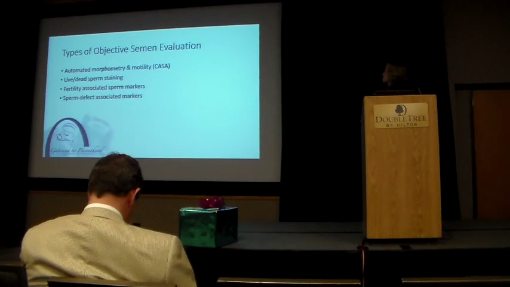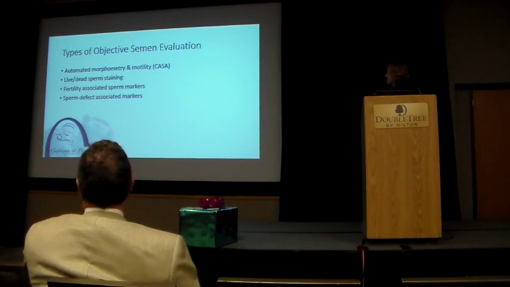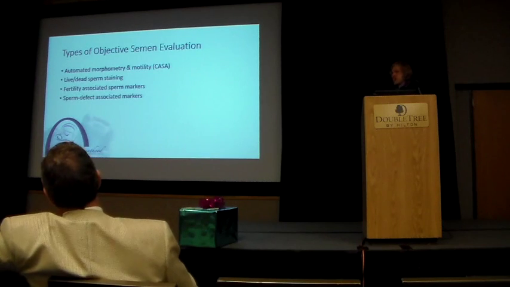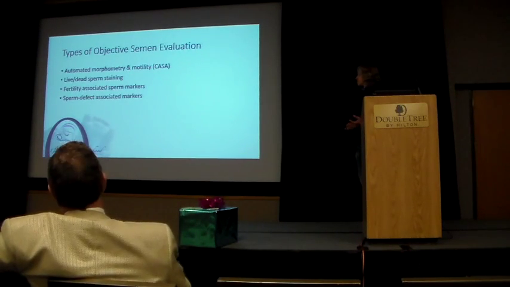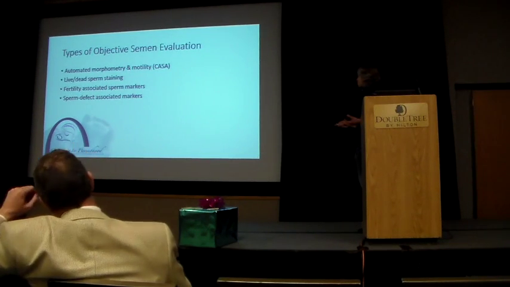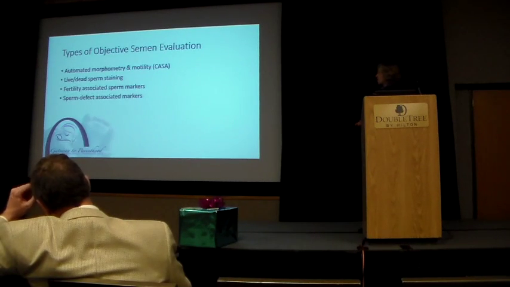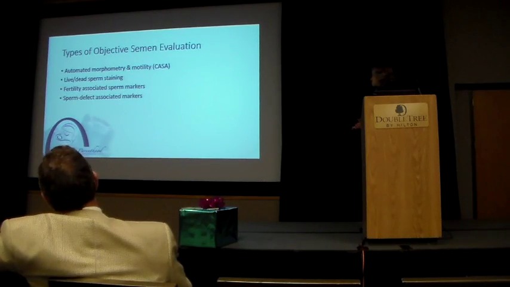So these are the types of objective semen evaluation. Dr. Ahlering already mentioned the advantages and disadvantages of computer-assisted semen analysis. We have something which is staining a sperm, whether they're alive or dead. So after counting the sperm, we can see the percentage of the population which is live sperm. And Dr. Clemente was talking about these fertility associated sperm markers, which stain either good sperm or bad sperm.